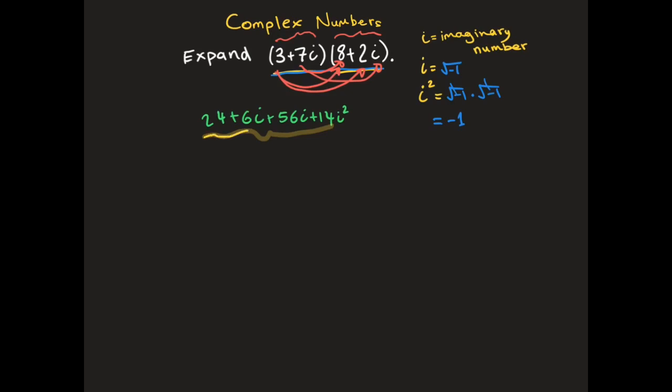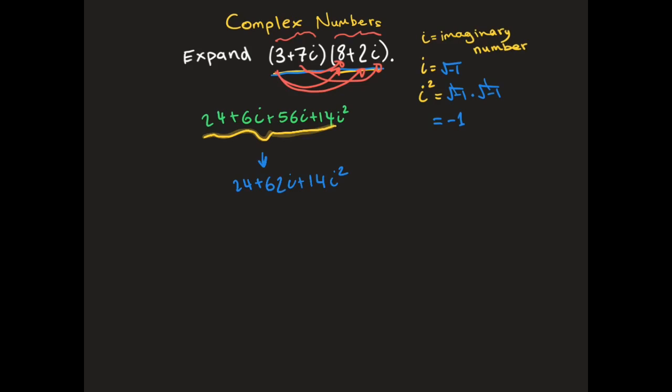So let's take a look at this one more time. This is just a normal standard equation. And how can we simplify this even further? We'll take this and make it 24 plus 6i plus 56i. These are like terms, so we can combine them. 6i plus 56i is going to be 62i plus 14i squared.